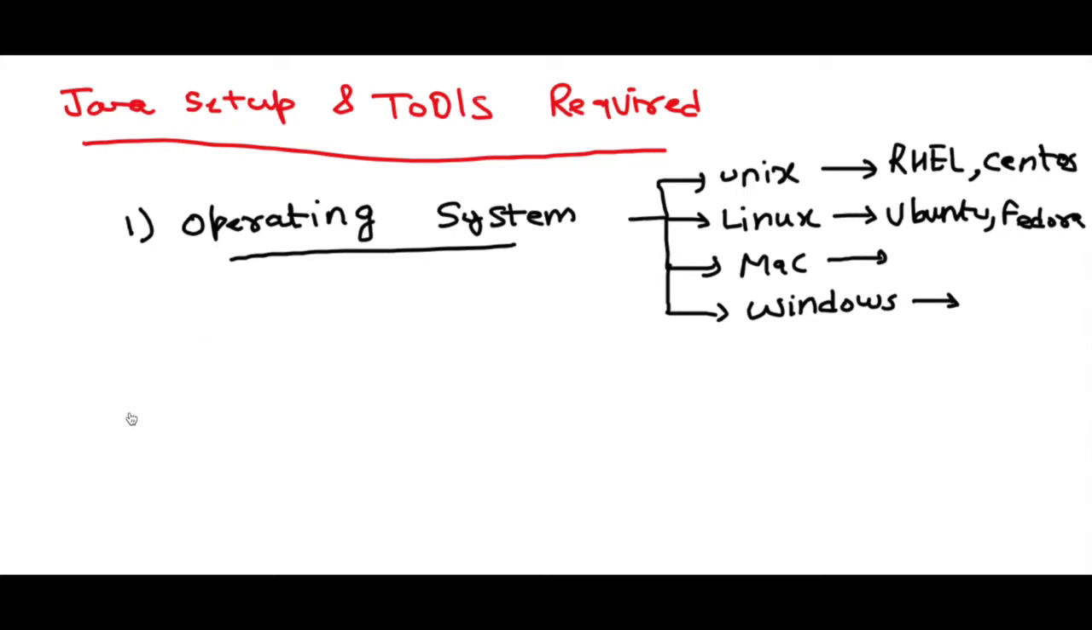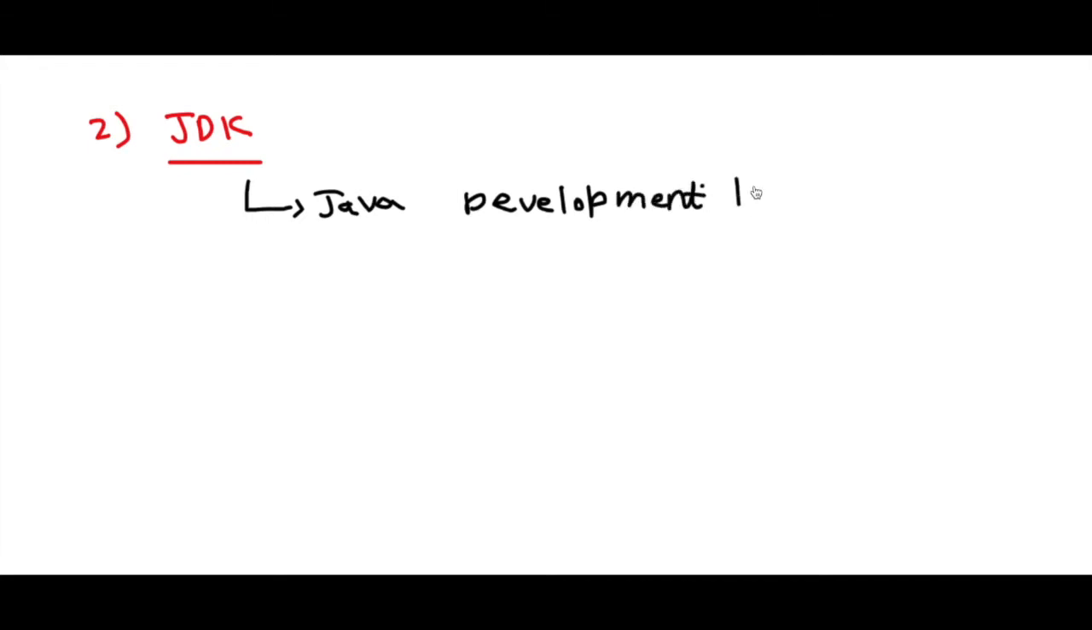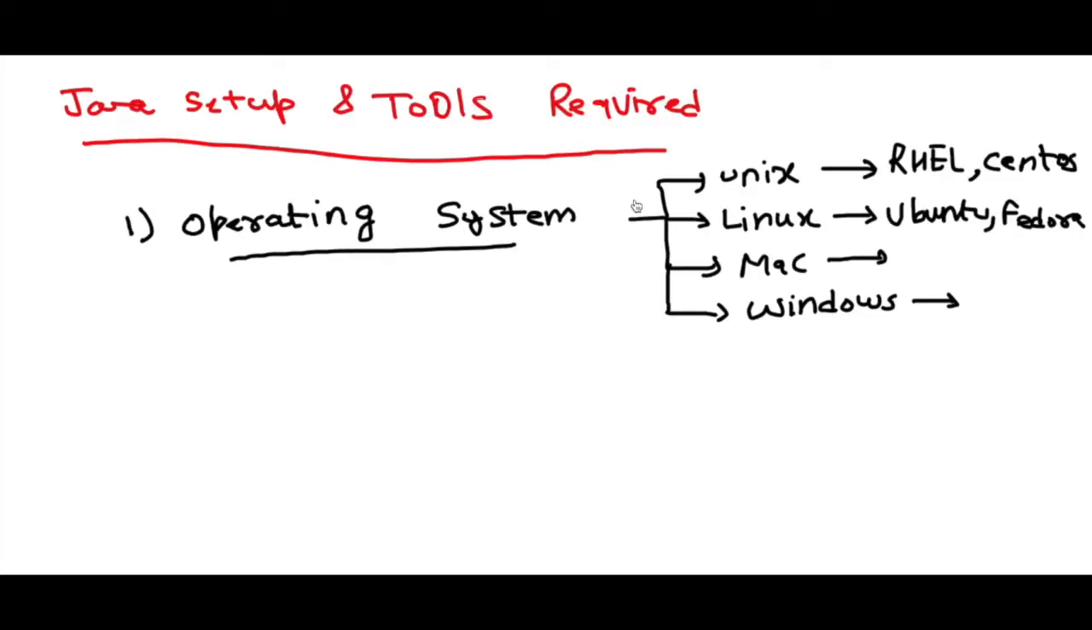The second thing you would need in order to run your Java program is the JDK. Now, what is JDK? I'll explain in detail. The full form is Java Development Kit. And what do you mean by Java Development Kit? It's again a software which you need to install on your operating system. Now, as I mentioned, that operating system can be anything.